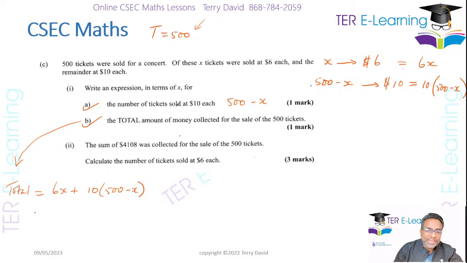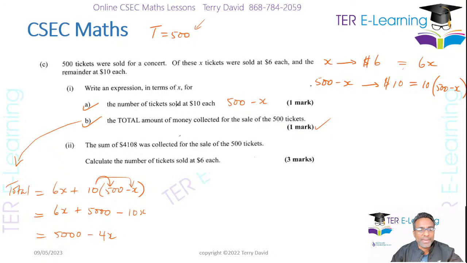Now, you could decide to leave your answer like that if you want, because it's only 1 mark, or you could go ahead and simplify it. So this is going to be 6X plus, when you remove the brackets, 10 by this, so that's 5,000. Then I take this 10 and multiply by minus X, so this is minus 10X. So this is going to be 5,000, and 6 minus 10 gives me minus 4X. That's going to be my answer here.